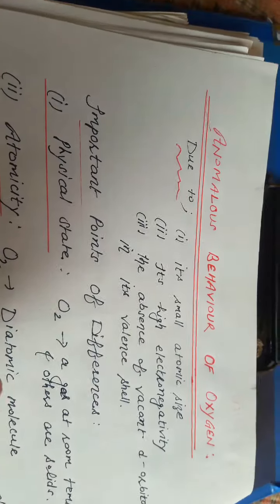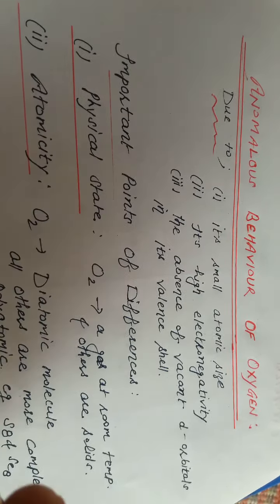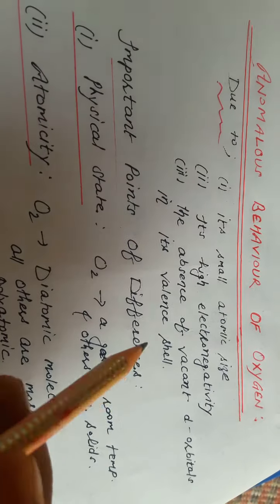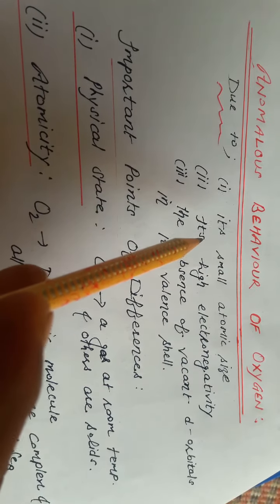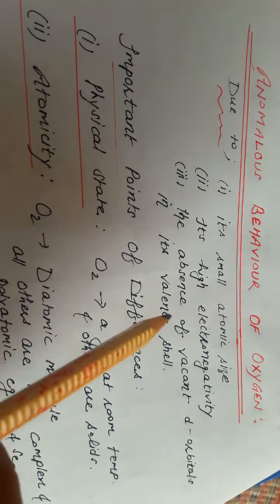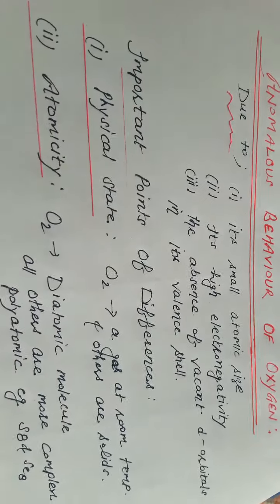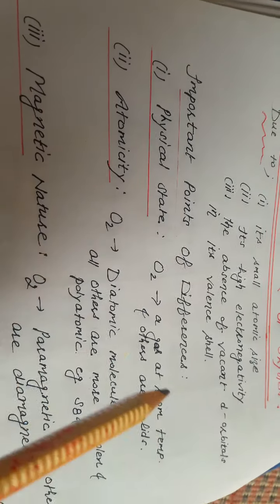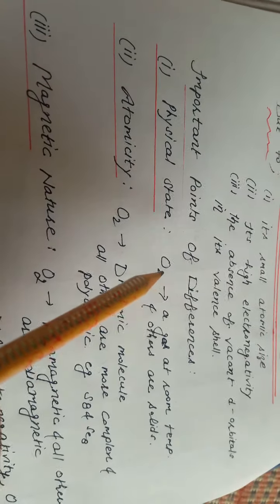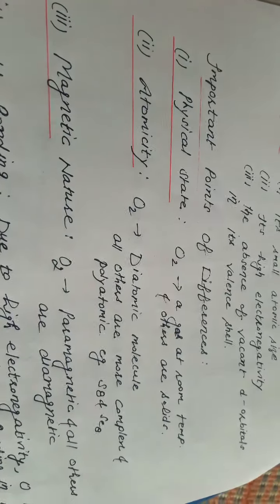anomalous behavior of oxygen. So why does oxygen show the anomalous behavior? Because of 3 reasons. First is its small atomic size, second is its high electronegativity, and third is the absence of vacant d orbitals in its valence shell. Important points of difference. First is physical state. Dioxygen is a gas at room temperature and others are solid.